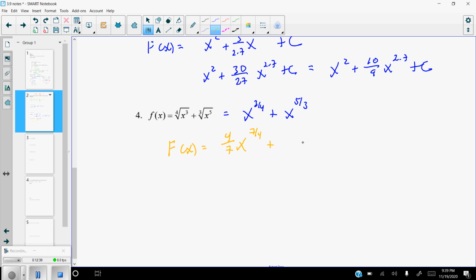Plus, let's raise 5/3 by 1. So we're going to add 3/3, so we get 8/3. And then dividing by 8/3 is the same thing as multiplying by 3/8 plus c. There are your general antiderivatives. All right, let's move on.